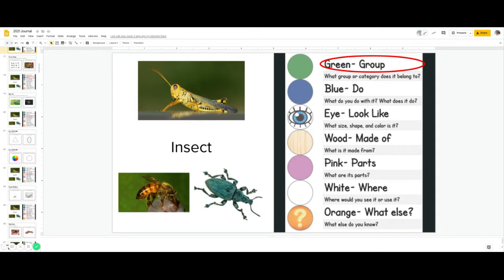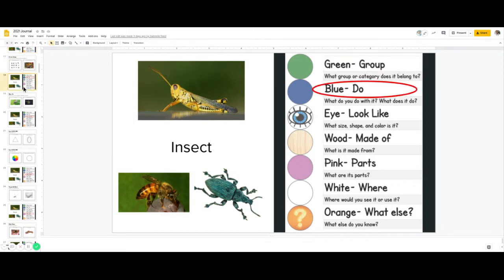So first we're going to do green. Green is group. So what group or category does it belong to? Let's think about what are insects? What would we label them as or put them in a category? Where would you put them? Think about that as you answer this question.